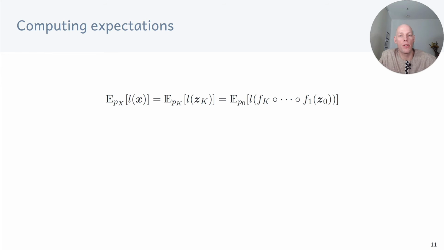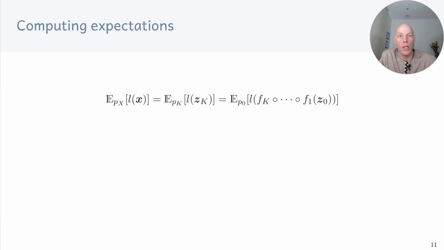Now let's get back to computing expectations with normalizing flows. Assume we have a loss function L and we want to compute an expected loss with respect to p of x. We know that p of x equals the distribution at the end of the normalizing flow, which we obtained by deterministic transformations of a base distribution. That means the expected loss with respect to p of x can be written as the expected loss of a transformed random variable with respect to the base distribution.